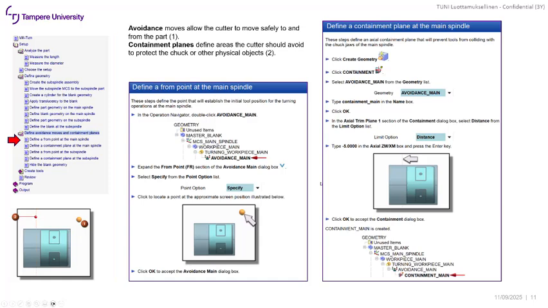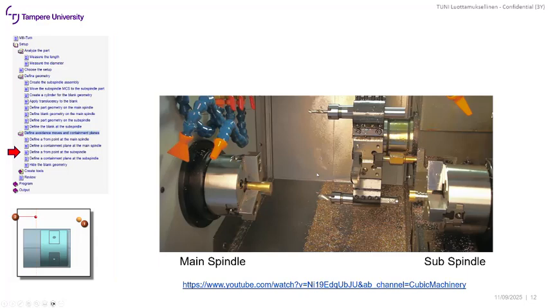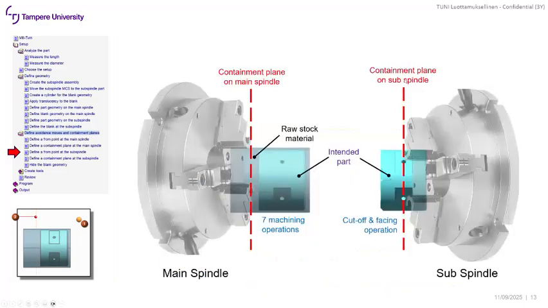So it is actually similar to the turning video that we had before. We need to create the geometry with the containment and then define it with the different distances that we would like to keep. So here is the configuration. You can check the video here in case you are not familiar with this type of machine, and it actually shows you a good example of what machining on a two-spindle machine looks like.